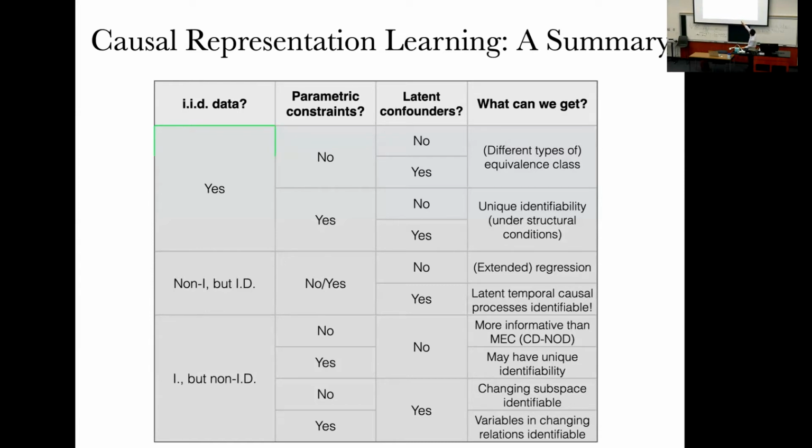And here you have parametric constraints. If you don't allow latent confounders, you have, for instance, linear non-Gaussian methods, right? And you can even allow latent confounders. You can still recover some information of the causal picture. For instance, I talked about the overcomplete ICA-based method, right? Even if you have latent confounders, you can do something.